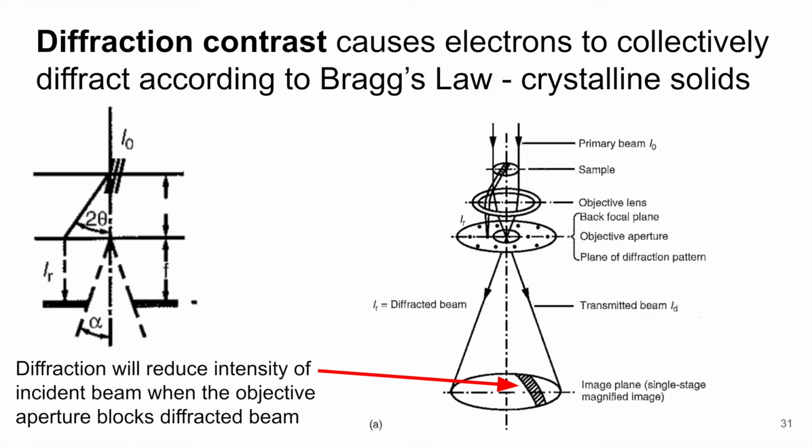But as you would expect, diffraction contrast would only be possible with crystalline solids. So those polymers and those biological samples that are amorphous, this would not give us that type of contrast. And so that's why we only have mass density.